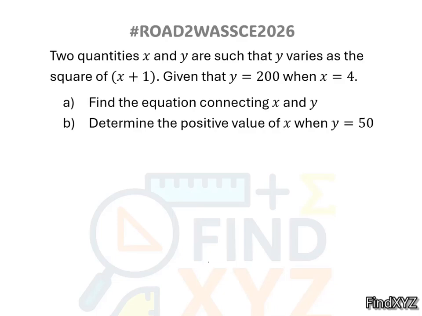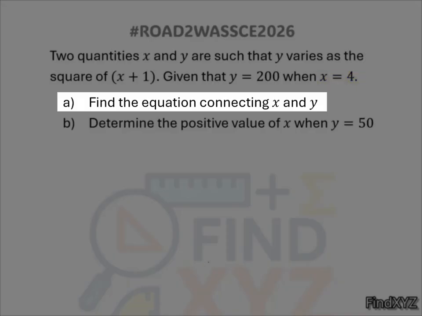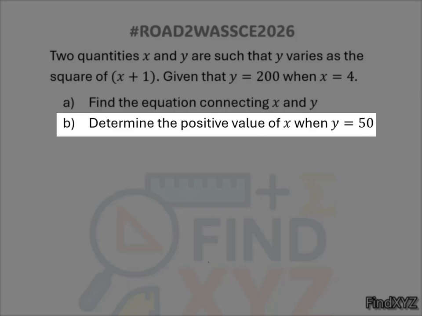We are still on the road to WASSCE 2026. Let's try this question. You have been given two quantities x and y such that quantity y varies as the square of another quantity, that is x plus 1. You've been given the value of y to be 200 when x is 4. You have been tasked to find two things. The first one is to find the equation connecting these two quantities, that is x and y, and also to determine the positive value of x when y is equal to 50.